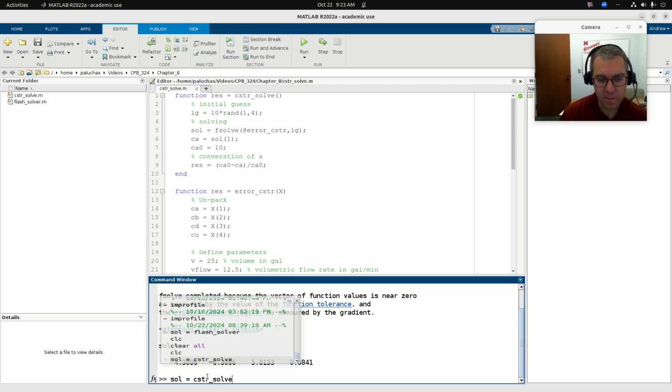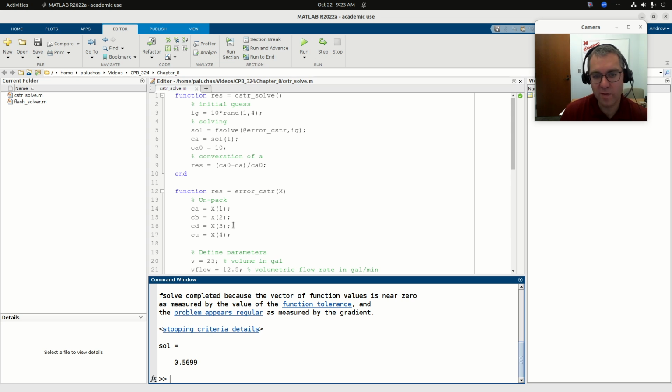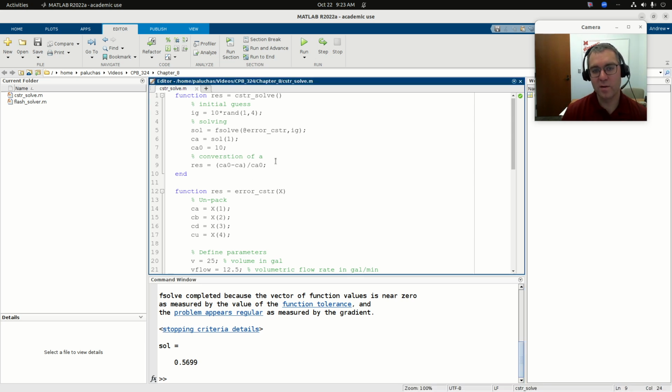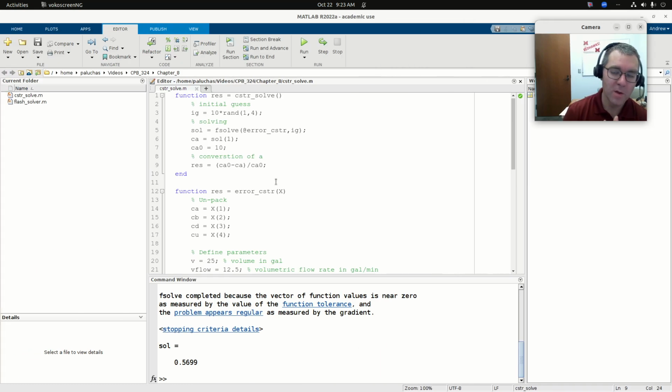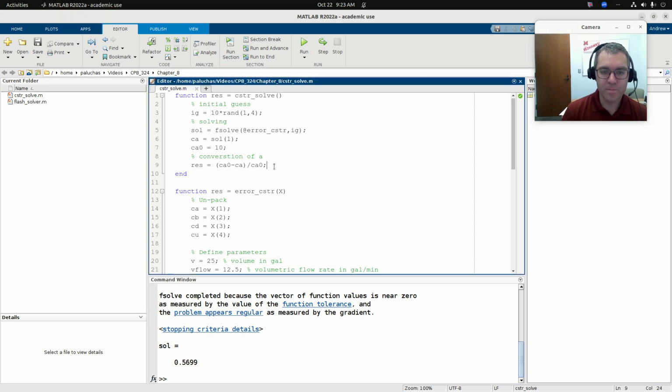Okay, so now if I run it, okay, worked before, I get a conversion of 0.5699. So about 57% of my A has been consumed. It also asks, what is the selectivity? That's basically, I'm just looking for the moles of my desired component relative to the moles of my undesired component. Because what I want to make is D, I don't want U. So I want the ratio of D relative to U, so I can get a sense for how much D I'm making relative to U. And so I could pull that out as well.